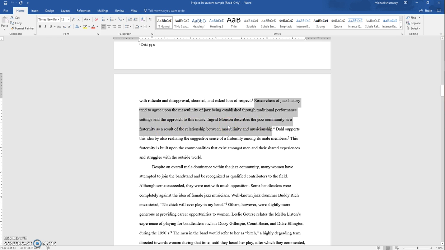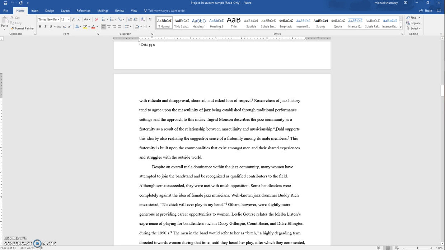Just like with the first one, we have the introduction of the source, and we have the brief summary of the main argument. But now here's where the real work of the literature review comes in. Now that we have two sources, it's up to the author to show how these sources relate. And so we can see right here.